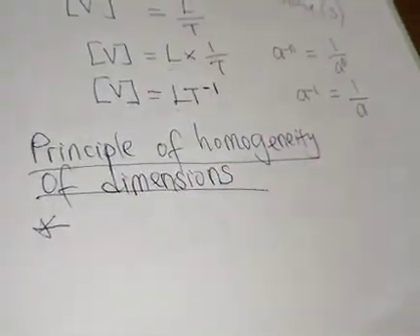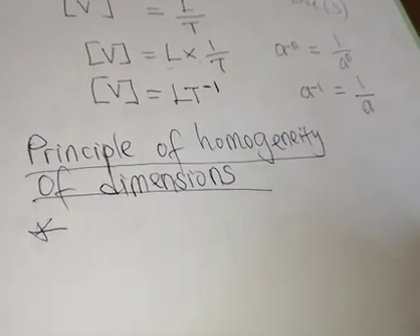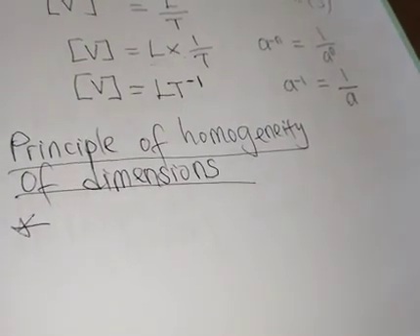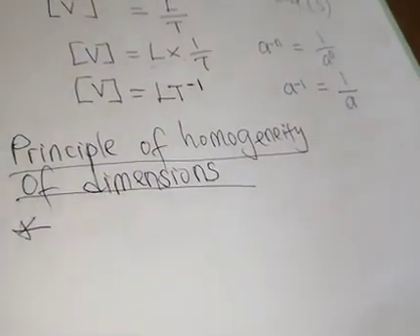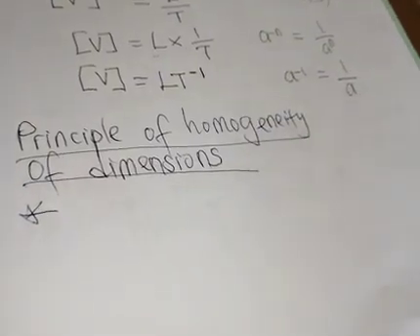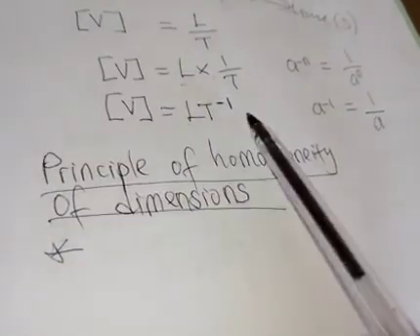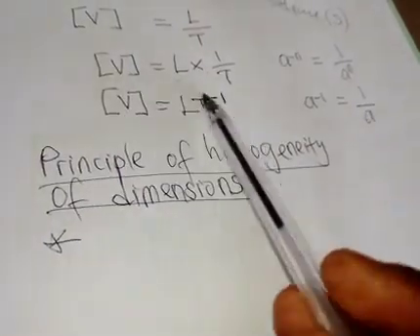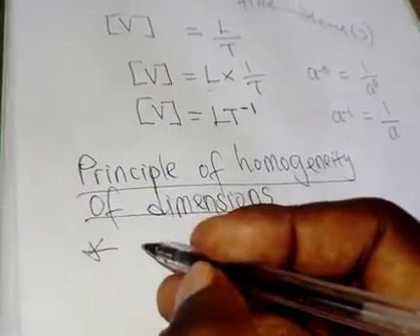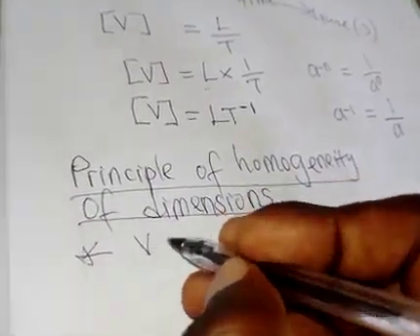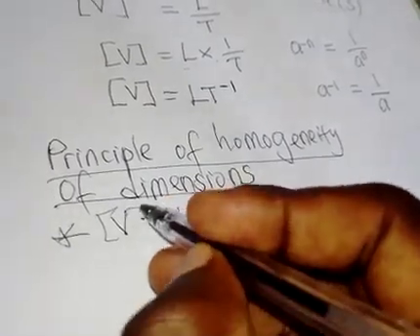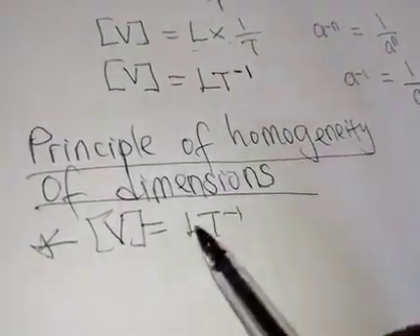The first one says an equation is dimensionally correct if the dimensions of all the terms on either side of the equation are the same. So the dimensions of the terms on either side of an equation should be the same. For example, if we talk about this same velocity, the dimensions of velocity equal L T to the power negative 1.